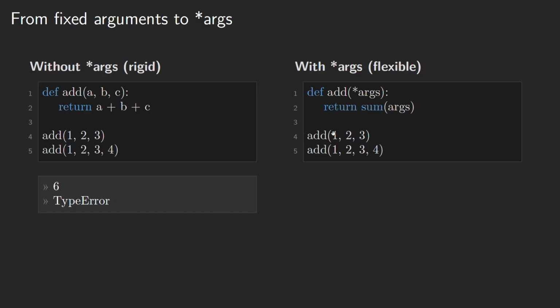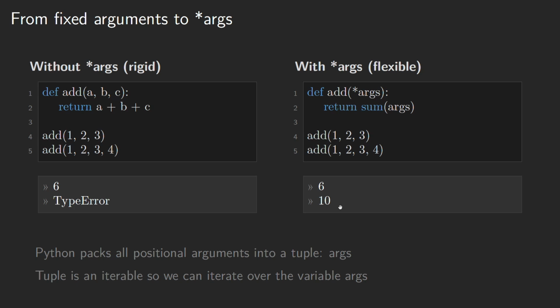Now when we call the function with 3 positional arguments or with 4, in both cases it works and we get correct numbers. We can see that a tuple is an iterable, so we can do anything with it which we can do with iterables.